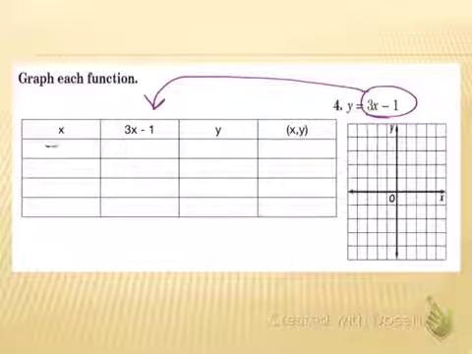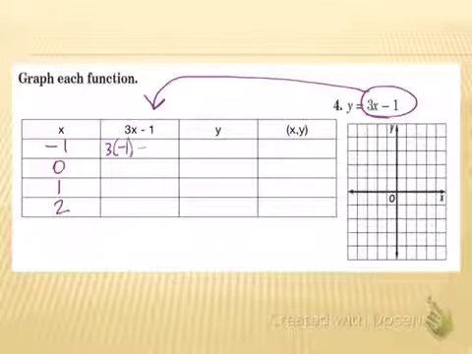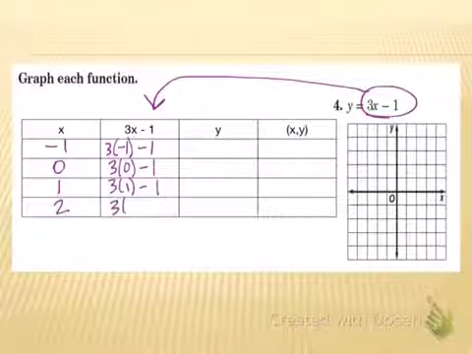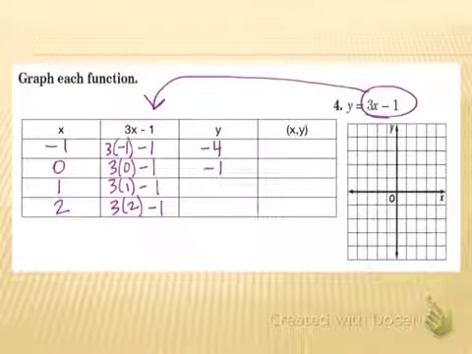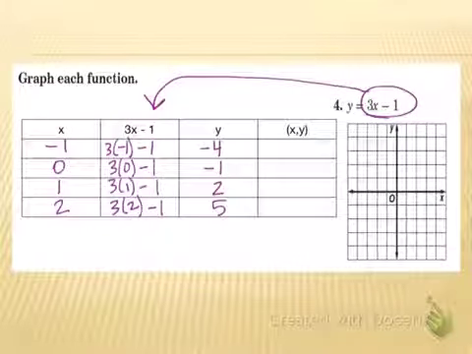Filling in a few of these, let's see, -1, 0, 1, and 2. Let's try those first. Substituting them into our rule, 3 times -1 minus 1. 3 times 0 minus 1. 3 times 1 minus 1. And 3 times 2 minus 1. Working those out, 3 times -1 is -3, minus 1 is -4. 3 times 0 is 0, minus 1 is -1. 3 times 1 is 3, minus 1 gives us 2. And 3 times 2 is 6, minus 1 gives us 5.